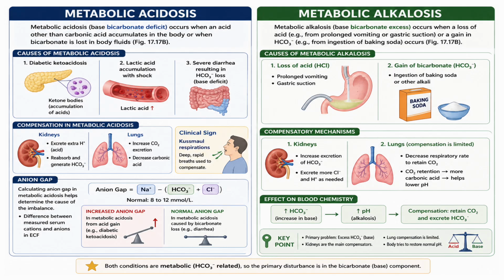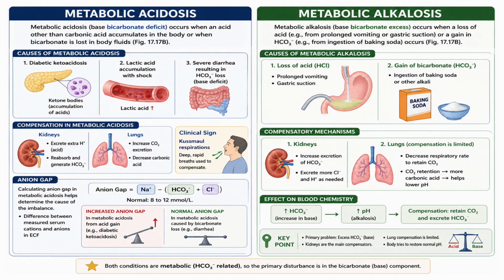So what causes this? DKA, diabetic ketoacidosis, can cause this, where ketones build up in the blood. Lactic acid accumulation during shock. When they have sepsis or something, their lactic acid increases. And severe diarrhea can also cause metabolic acidosis because it results in the loss of bicarb. Now, to compensate, the body activates both the kidneys and the lungs. So how does it do it? The kidneys attempt to excrete the excess hydrogen ions and conserve bicarb, while the lungs increase the rate and depth of breathing to blow off the carbon dioxide.